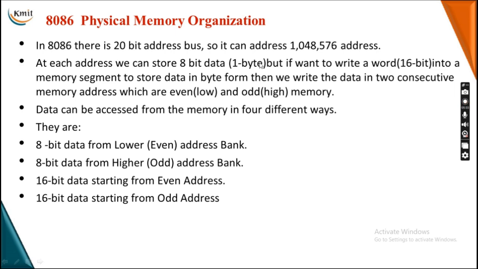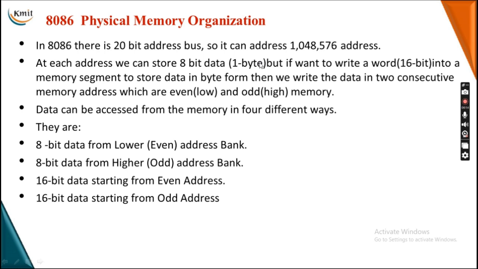Right? So if we are going for directly byte form, byte data, only 8-bit data, it is easy. But if you are going for 16-bit data, nothing but word form, then we need to store the data in consecutive memory addresses. If you want to write the data of 16 bits at a time, then you need to store the data in two addresses: the even memory bank or low order memory bank, and the second one is the odd memory bank or high order memory bank.